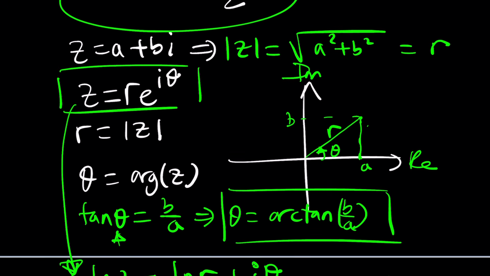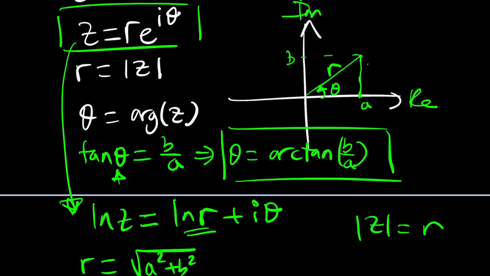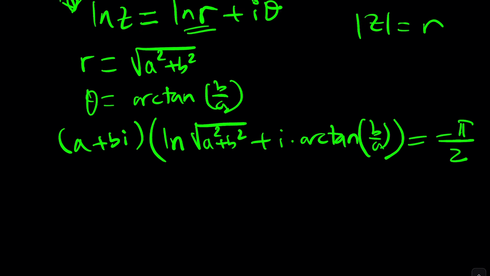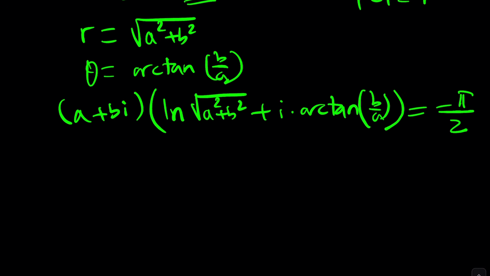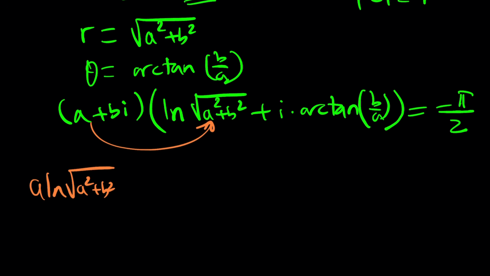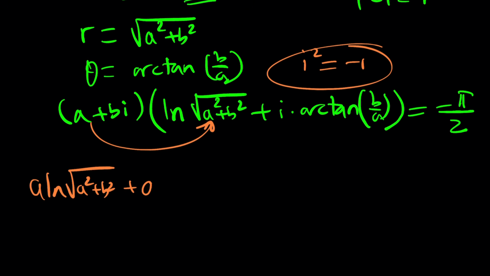So how do you multiply two complex numbers, or a complex number and its natural logarithm, which is another complex number, and get a real number at the end? That's where the secret is, okay? So let's go ahead and distribute. This gives us a ln square root of a squared plus b squared. And by the way, I forgot to say i squared is -1 because i is the square root of -1, the principal square root. And then we can distribute this, a times arc.